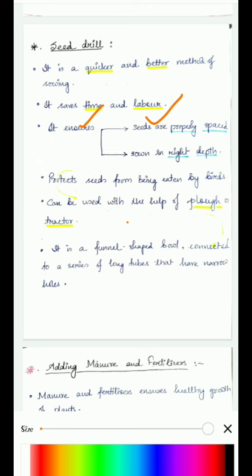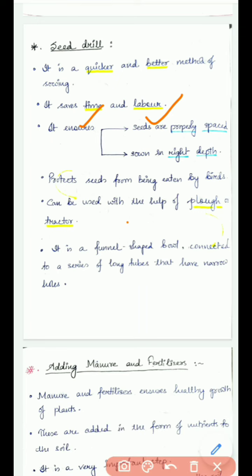So let's move to the next point. The next point is it is a funnel shaped bowl connected to a series of long tubes that have narrow holes. For this, once again you can take the help of figure 1.2a in your book. There you can see two farmers putting the seeds in a funnel shaped tool. Have you seen it? Seed drill is somewhat like this only.